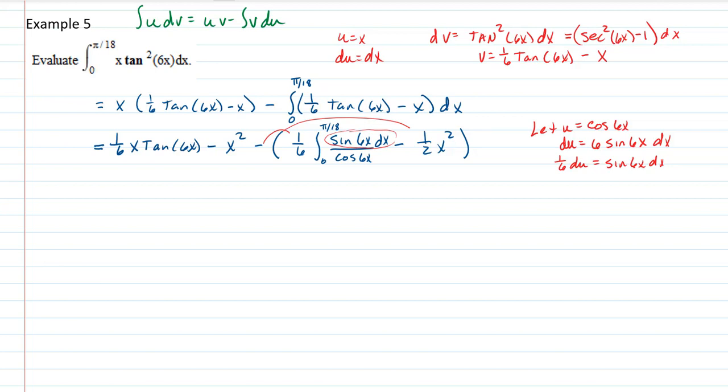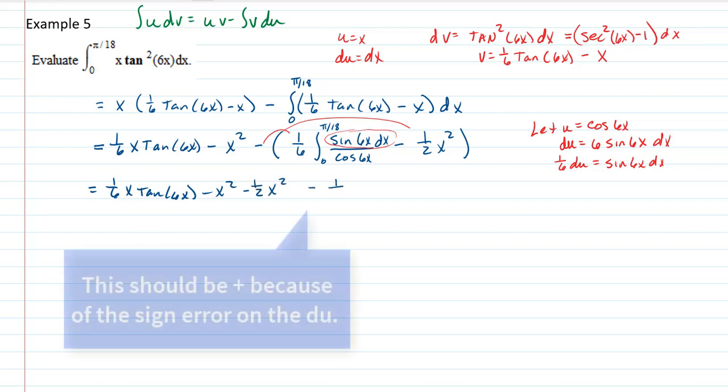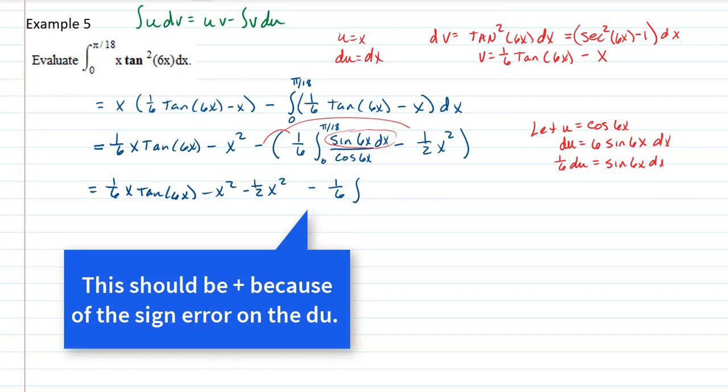On part of this problem, I tell you what, I'm not going to change the bounds. I'm going to go back to the original variable just because I've got so many variables with x's here. I don't want to change the bounds on everything. So let's clean this up. We've got a lot to clean up. That's going to give us 1/6 x tan 6x minus x squared. And then I've got this minus 1/2 x squared right here. And then I've got minus 1/6 the integral, and I'm leaving the bounds off because I'm not going to change my bounds.